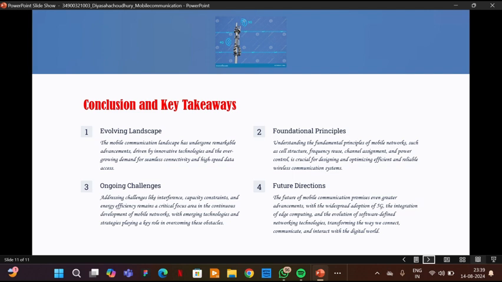Foundational principles. Understanding the fundamental principles of mobile networks such as cell structure, frequency reuse, channel assignment, and power control is crucial for designing and optimizing efficient and reliable wireless communication systems. And lastly, future directions. The future of mobile communication promises even greater advancement, with the widespread adoption of 5G, the integration of edge computing, and the evolution of software-defined networking technologies transforming the way we connect, communicate, and interact with the digital world.